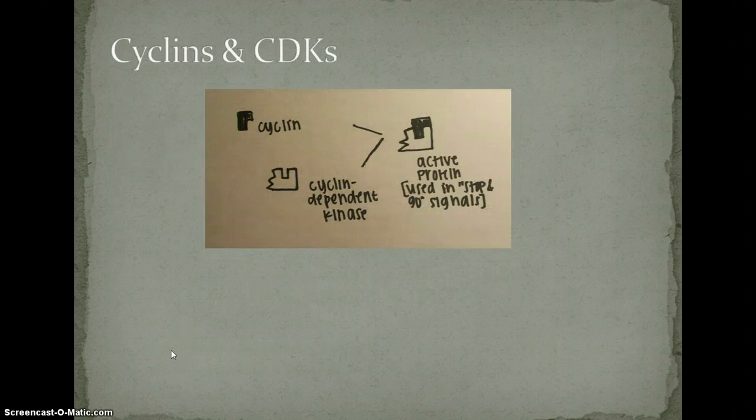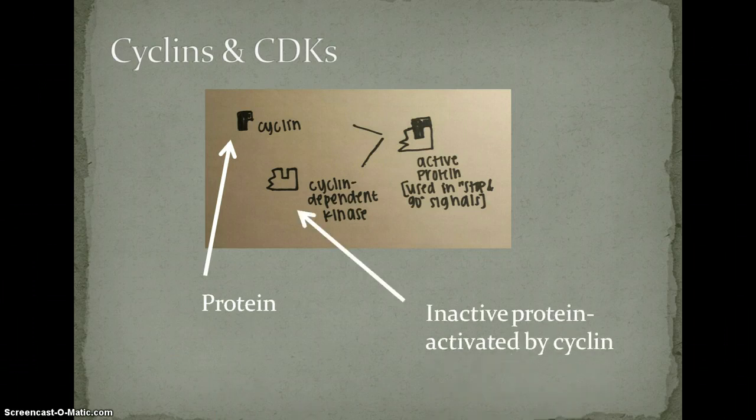Okay, cyclins and CDKs, or cyclin-dependent kinases, are found in every single type of cell, and they are also, like NPF and PDGF, proteins that regulate the cell cycle. In order for a kinase or a CDK to be active and to be able to be used in a stop and go signal, it must be attached to a cyclin right here. And if it's not, it's basically useless for the cell because it isn't an active protein.